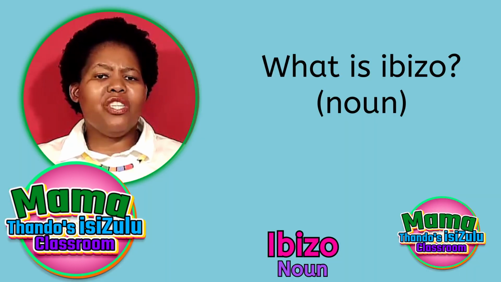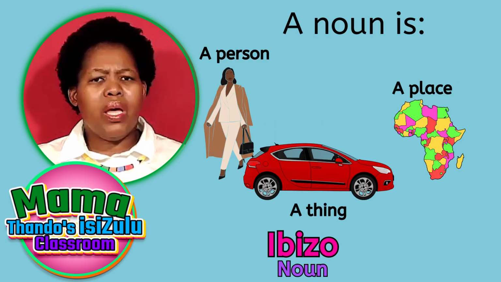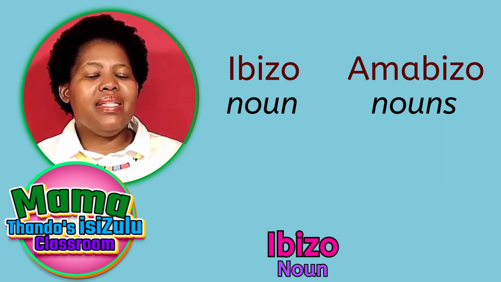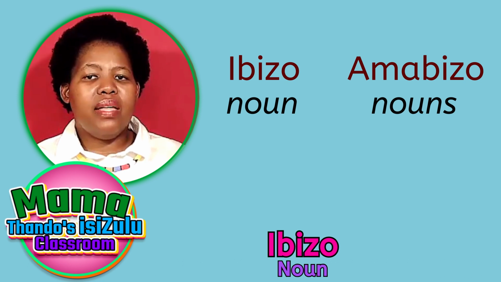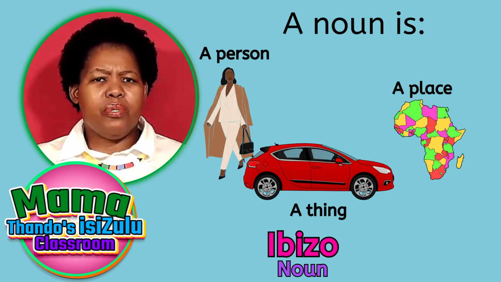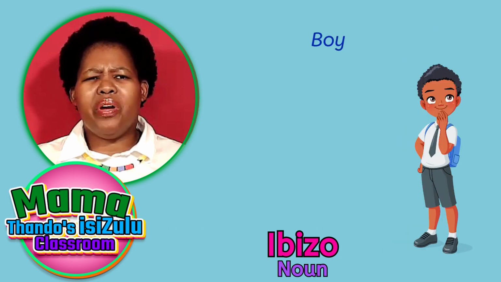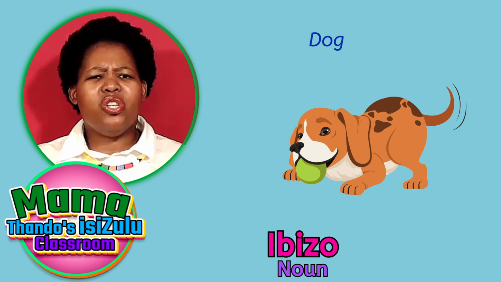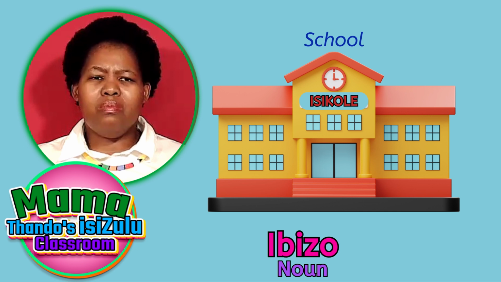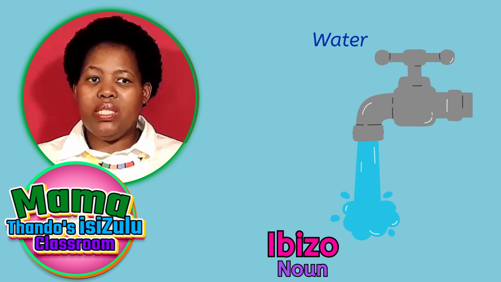We know from English classes that a noun is a word for a person, a place, a thing. Ibizo, that's one noun. The plural, nouns, amabizo. Here are a few examples of nouns. Person, girl, boy, mother, father, dog, tree, shop, banana, school, teacher, student, ball, city, water.